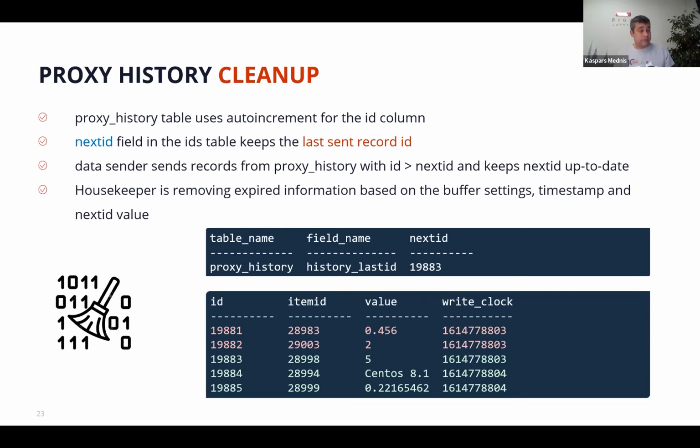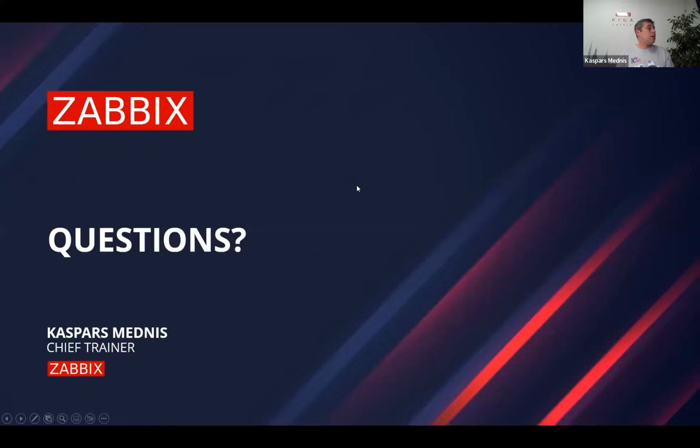So be very careful. If you are truncating proxy_history, and this happens for performance, don't forget to reset the IDs. Otherwise, the proxy will not send any data. Because when the data sender is sending data, it is using this number to identify which row to send. And if your row number is smaller, then sorry, but nothing will happen.